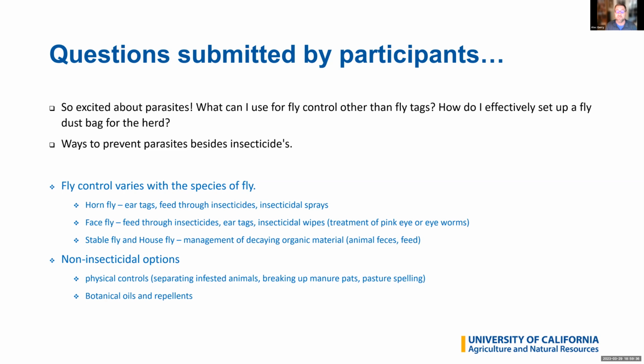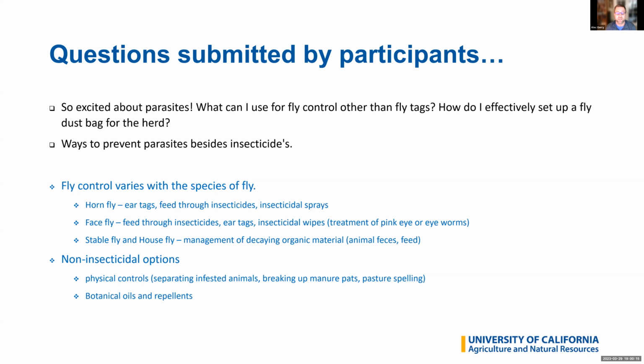Hornflies can be controlled with insecticidal sprays. Face flies can be controlled with insecticidal wipes, so you don't necessarily have to spray a whole body for face fly control. Maybe you just do an insecticidal wipe around the face. Obviously, if you've got large beef herds, you're not going to be out there treating every cow's face with an insecticidal wipe. So in that case, you might want to go with the feed-through or even an ear tag option for face flies. And then obviously for face flies, maybe the bigger concern is really the transmission of the pathogen for pink eye or eye worms. And so you can do treatment if you start seeing those issues in your herd.